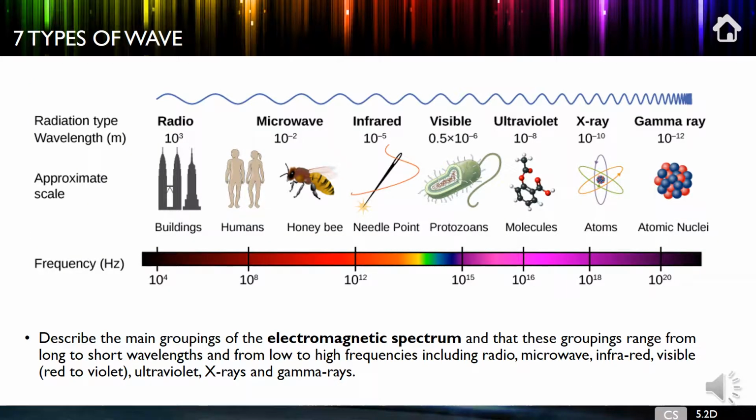To give this a little bit more of a sense of scale: radio, size of buildings; microwaves can be 10 centimeters or so; infrared, millimeters, so the size of a needle. Here it gets harder because not many have a huge sense of how big a protozoan is, but pretty small, and molecules. Ultraviolet and X-rays can be used to examine atoms, and gamma rays are smaller still.